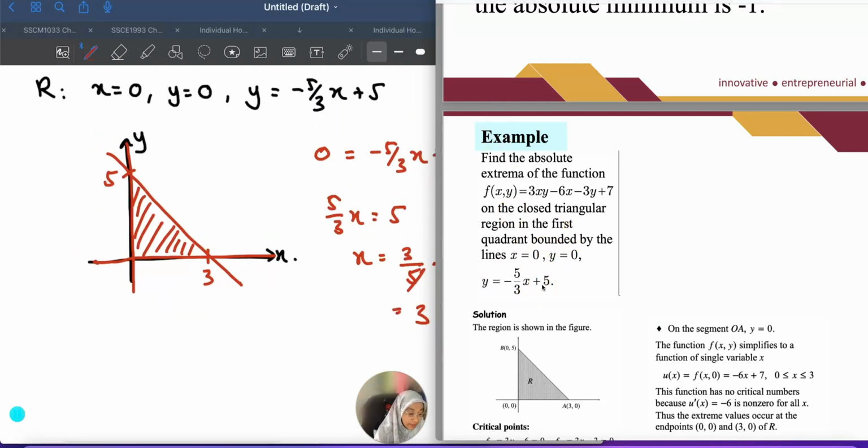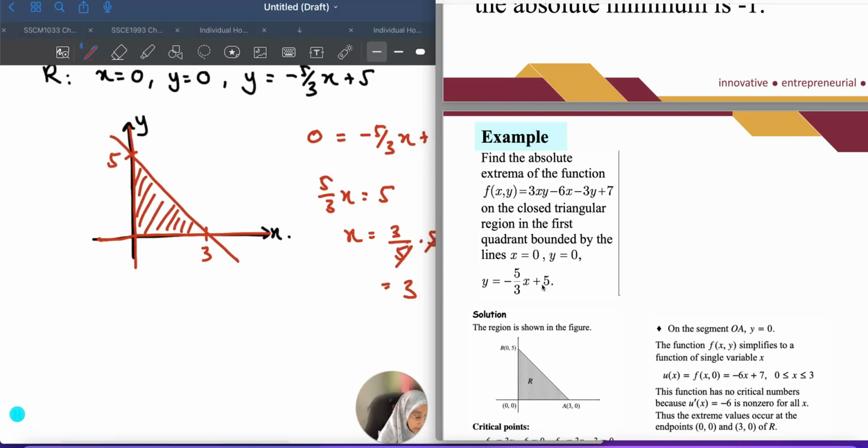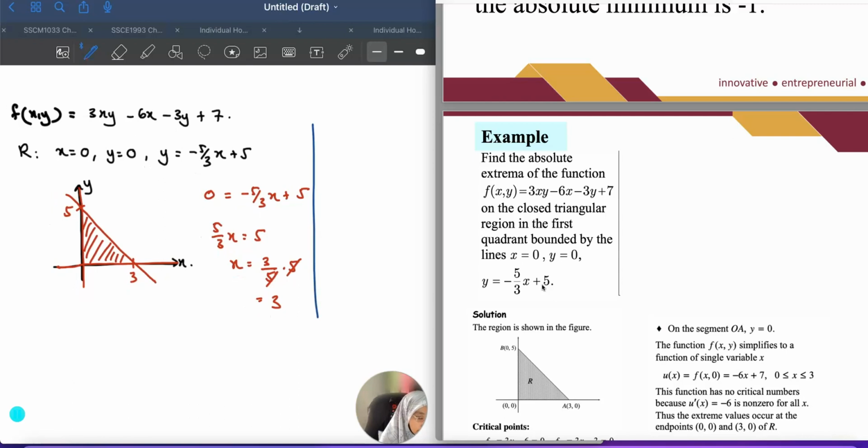Okay, so remember from the previous example, you have to list all the possible points. So the first one is the critical point. So based on the function given, to get the critical point, you have to find the partial derivative of f with respect to x. So for f_x, you get 3y minus 6 equal to 0, and you have y equal to 6 over 3.